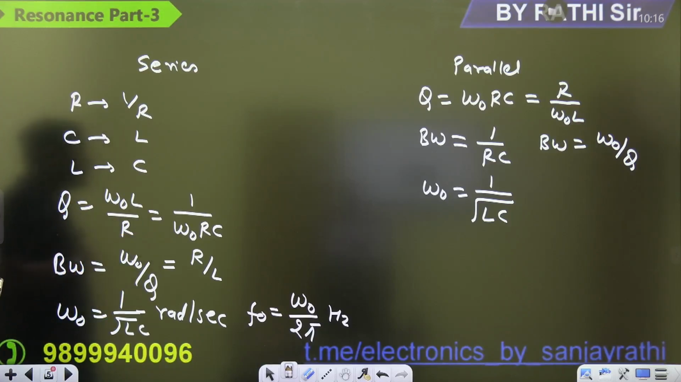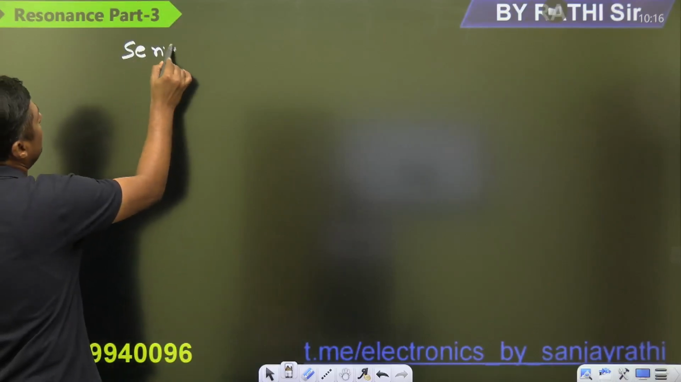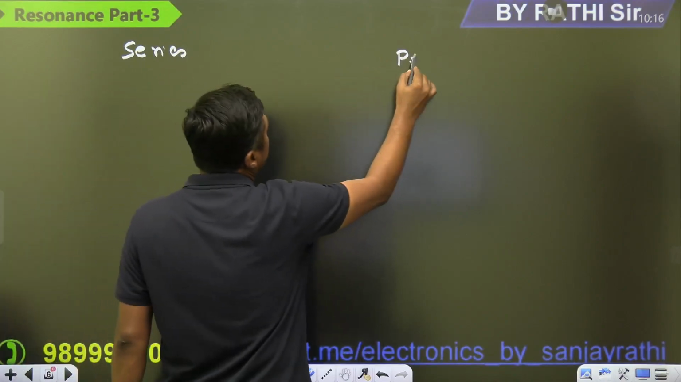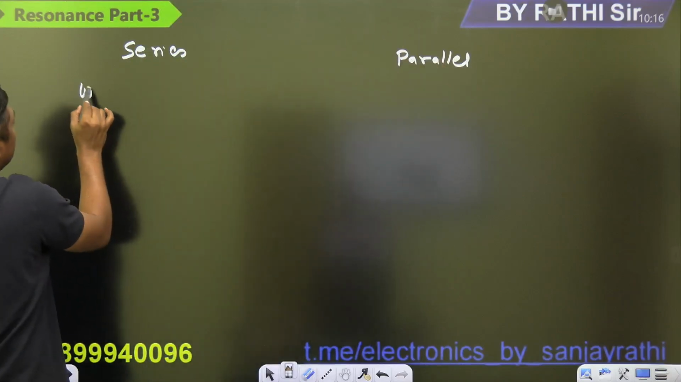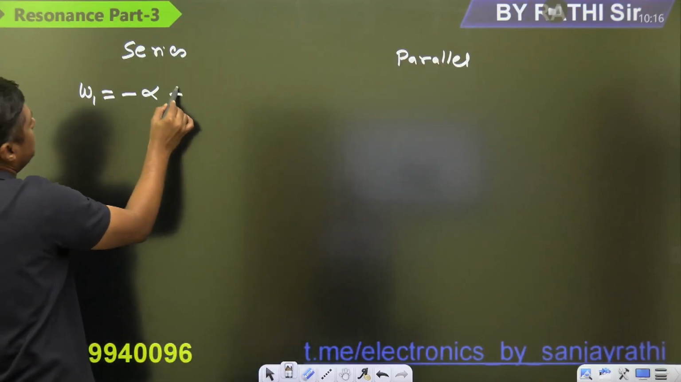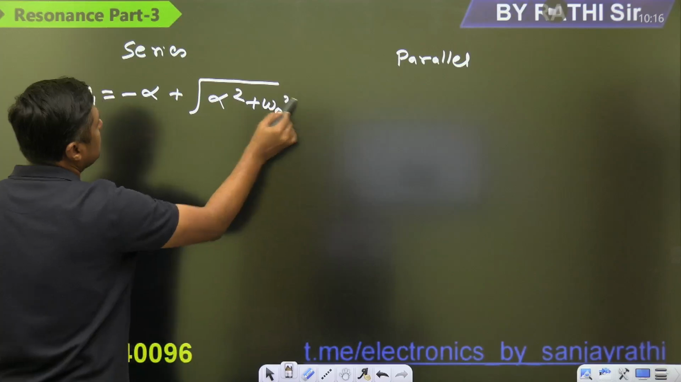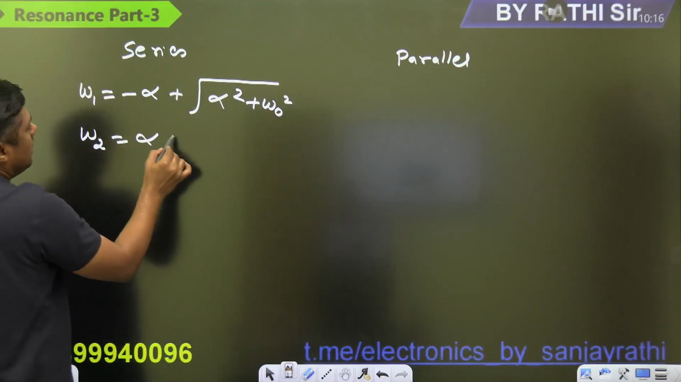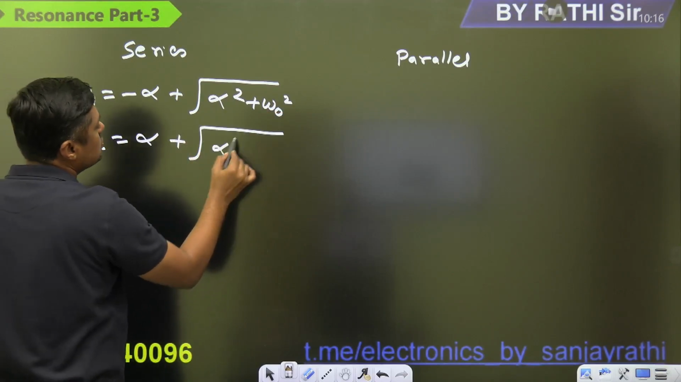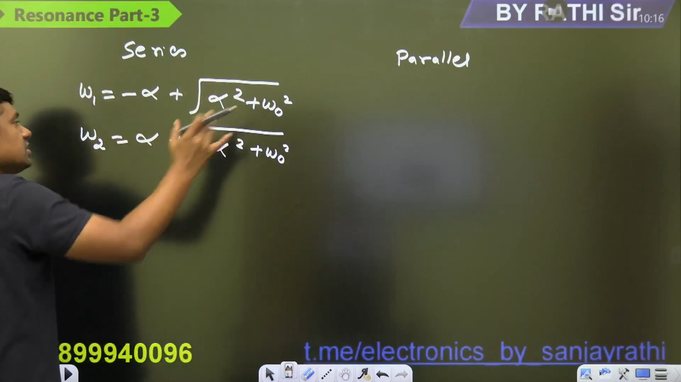And there is a half power frequency, also known as half power frequencies. So in series and parallel, the formula for the half power frequency will remain same. What is the formula? Minus alpha plus root over alpha square plus omega naught square. This is called lower cutoff frequency, and this is alpha plus root over alpha square plus omega naught square. That will remain same for series or parallel.